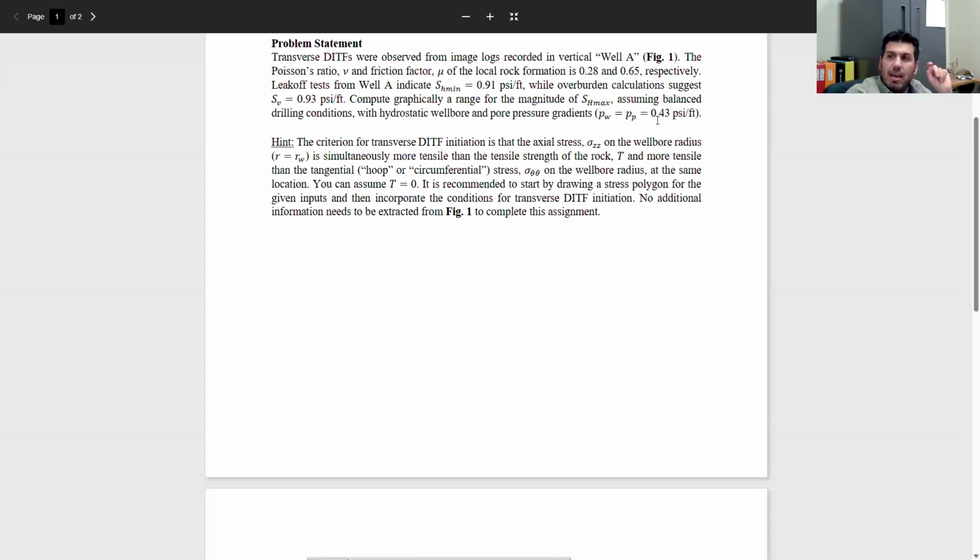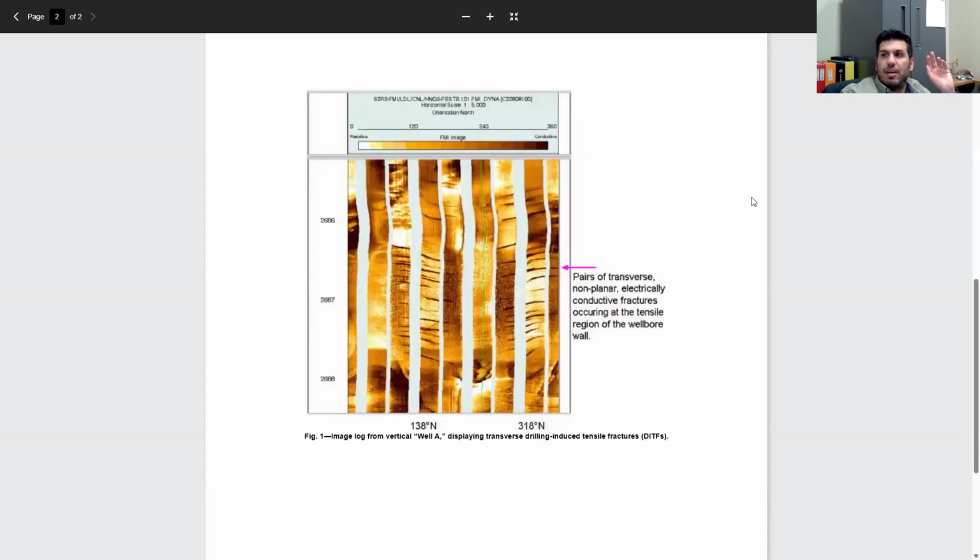I'm saying that because in the past I had people taking this figure, which is basically the image log, and getting their protractor, trying to measure the angle of the fractures, their azimuth, etc. No need for that. This picture is basically to say, oh, look, here is my proof that I had seen transverse drilling-induced tensile fractures. And this is a picture I was telling you earlier that makes the transverse drilling-induced tensile fractures very, very clear. You see?